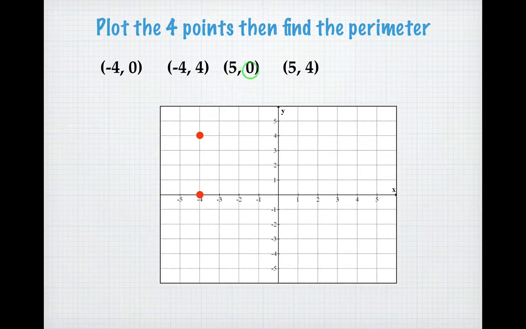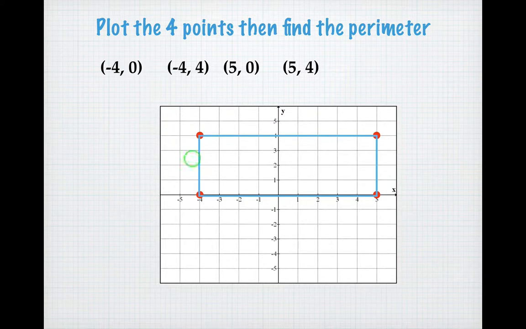The next point is 5, 0. Well, that's x equals 5. 1, 2, 3, 4, 5. And y is 0, so the point's going to be right there. Next is 5, 4, and that's going to be the point right there. If you notice, these 4 points form a rectangle. And you have to find the perimeter.